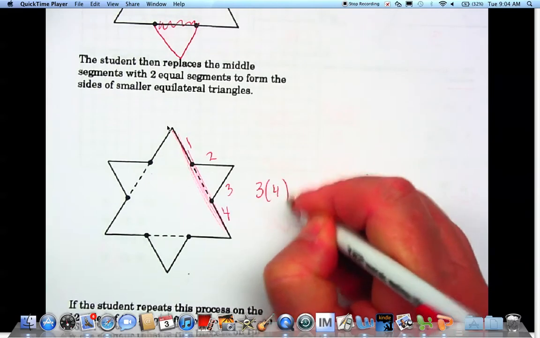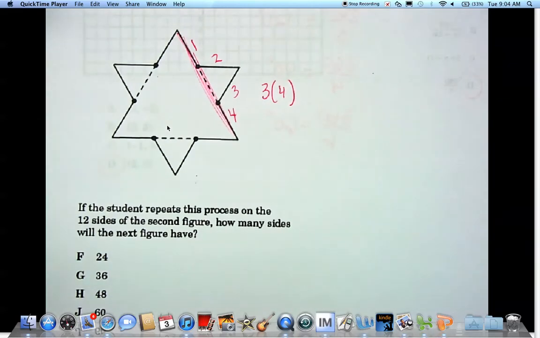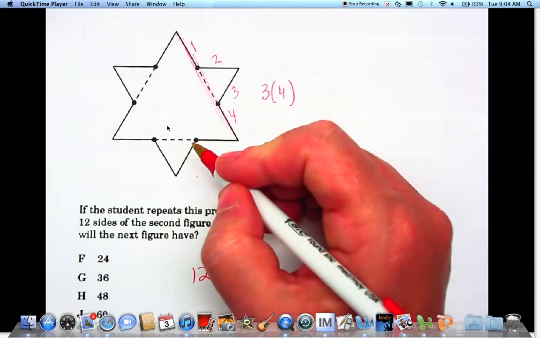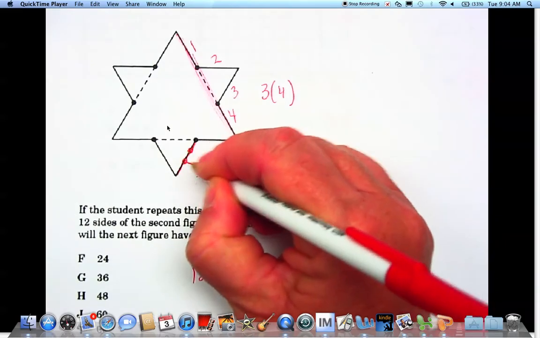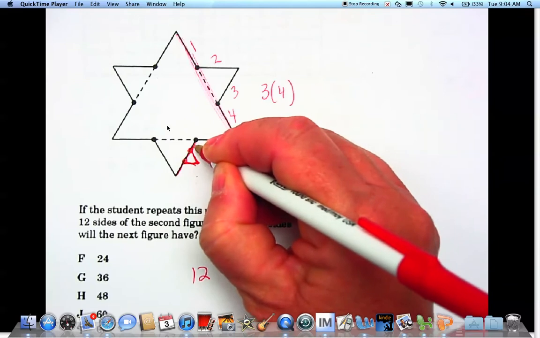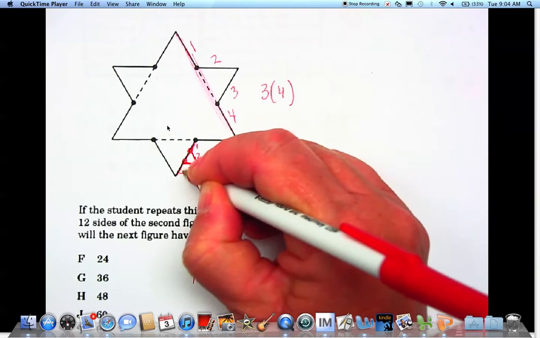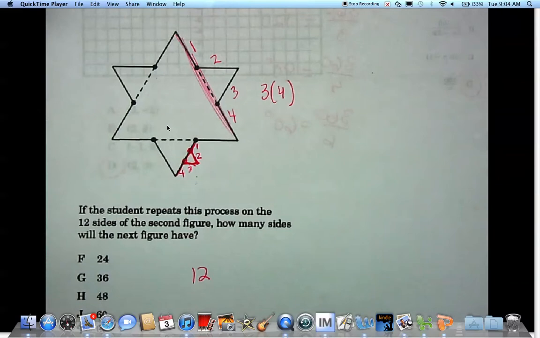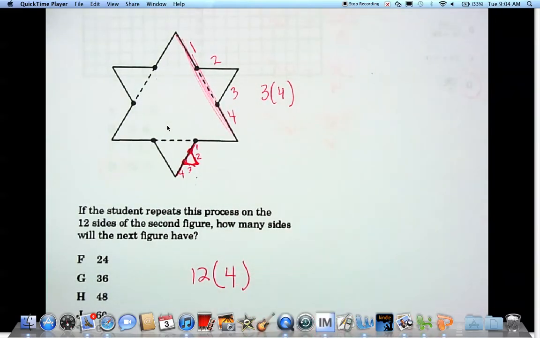Okay. Right now, it says if you repeat the process on the 12 sides of the second figure, how many sides will the next figure have? 24. Okay, you've got 12 sides, and what you're going to do is take one of these sides, divide it into 3 equal segments, and then draw the triangle. So now it has 1, 2, 3, 4 sides, doesn't it? It's going to have 36. So all 12 sides now have 4 sides on them. So what are we multiplying by? 4. It'll be 48.